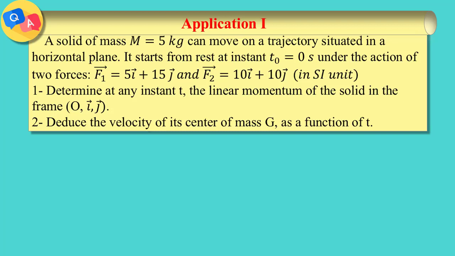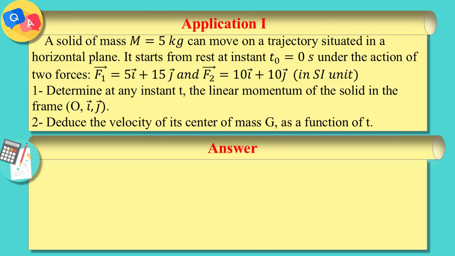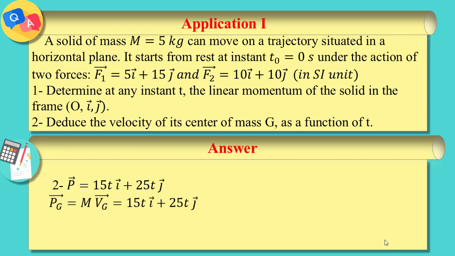Deduce the velocity of its center of mass G as a function of time t. We have found the linear momentum of the system as 15ti plus 25tj vector, whereas this expression is equal to mass times vG vector. Divide this linear momentum by the mass, which is 5 kilograms. The answer for the velocity vector is 3ti plus 5tj.